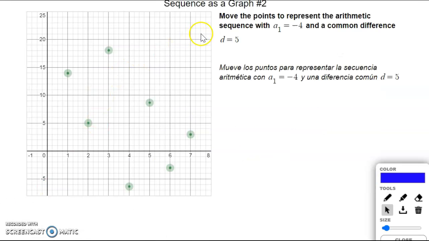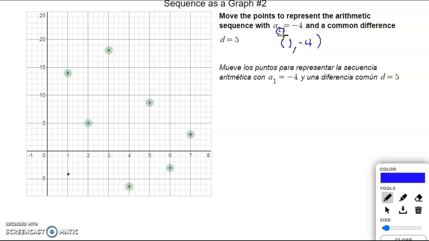Okay, now for this card, you are asked to move the points to represent the arithmetic sequence with a sub 1 equal to negative 4. What does a sub 1 mean? A sub 1 refers to the value of the first term. Value of the first term is negative 4. That means for the coordinate, the n value is 1. That's the 1 here. Okay? And the value is negative 4. So it's 1 comma negative 4. 1 comma negative 4 is right there.